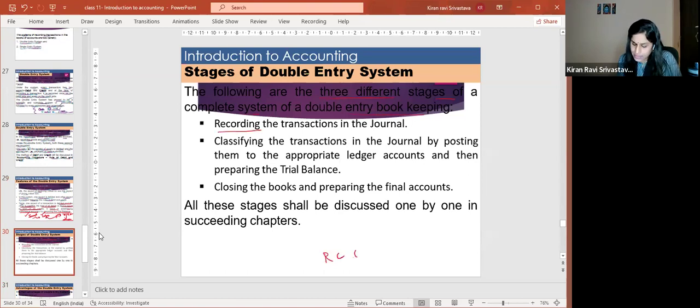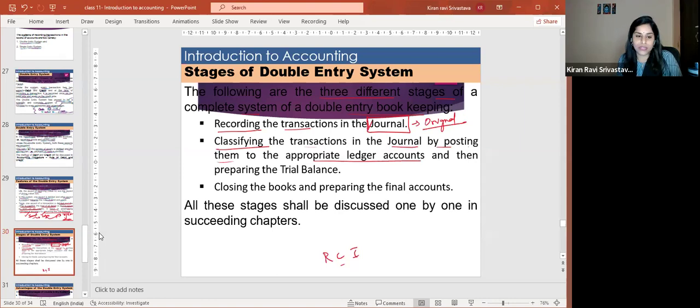RCI: recording, classification, interpretation. So first we record the transactions in a book called the journal. So this is called the book of original entry. As soon as the transaction happens, it is entered in the journal. Then the second thing is classification, classifying the transactions in the journal by posting them into appropriate ledger accounts.